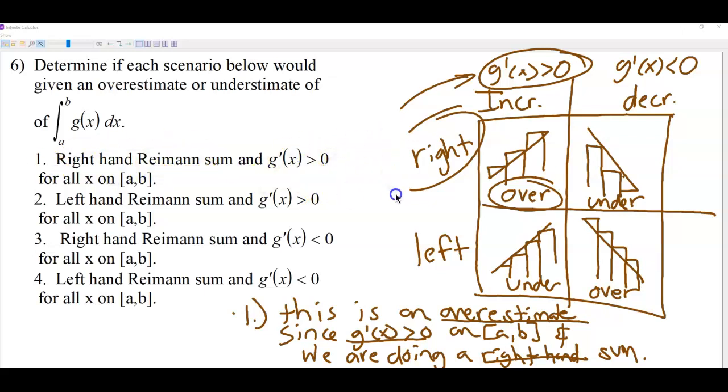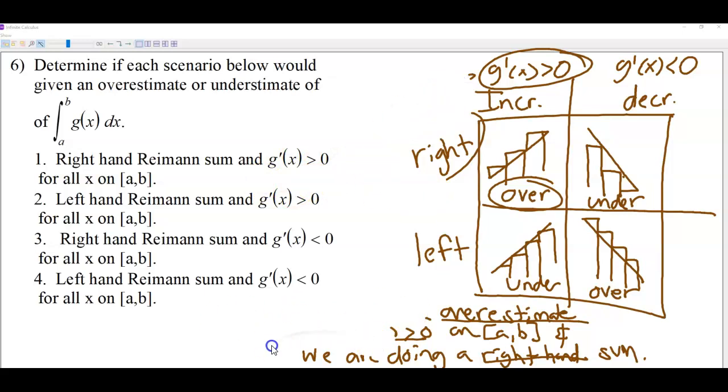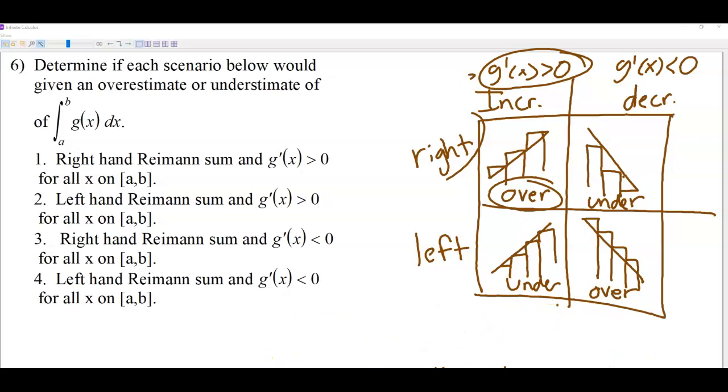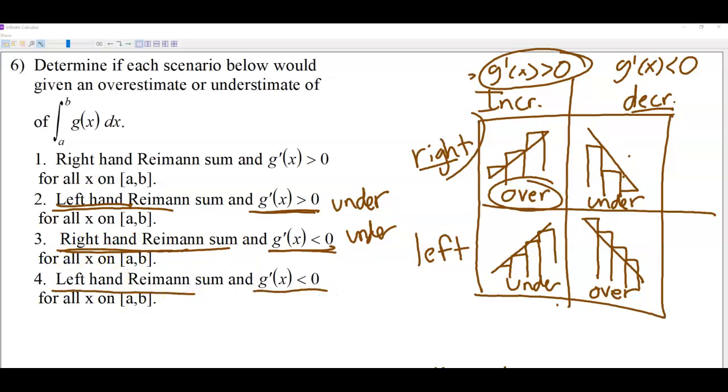For the other ones, I won't write it out so officially, but I'll say it at least. All right. Next one. Left-handed sum, increasing. That would be an underestimate. The reason is, this is an underestimate because g prime of x is greater than 0, and it's a left-handed sum. Next one, right-hand sum, g prime is less than 0. That means decreasing, and right puts me in this box here, which is an underestimate. So we would say that's an underestimate, the reason being g prime of x is less than 0, and we're doing a right-hand Riemann sum. Last one, left-hand Riemann sum, g prime of x is less than 0. Left-hand sum gives me an overestimate. And once again, the reasoning would be g prime is less than 0, and it's a left-handed sum.